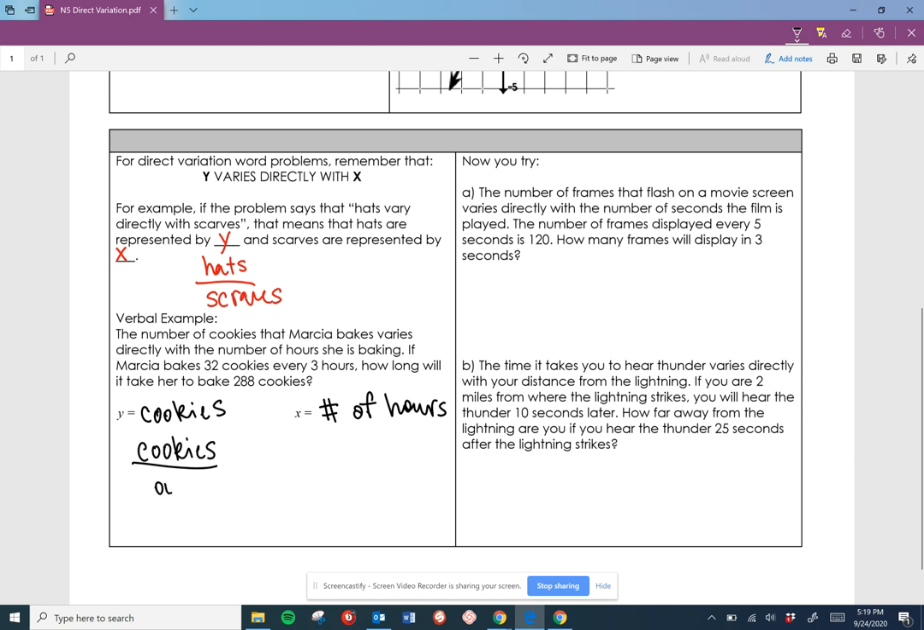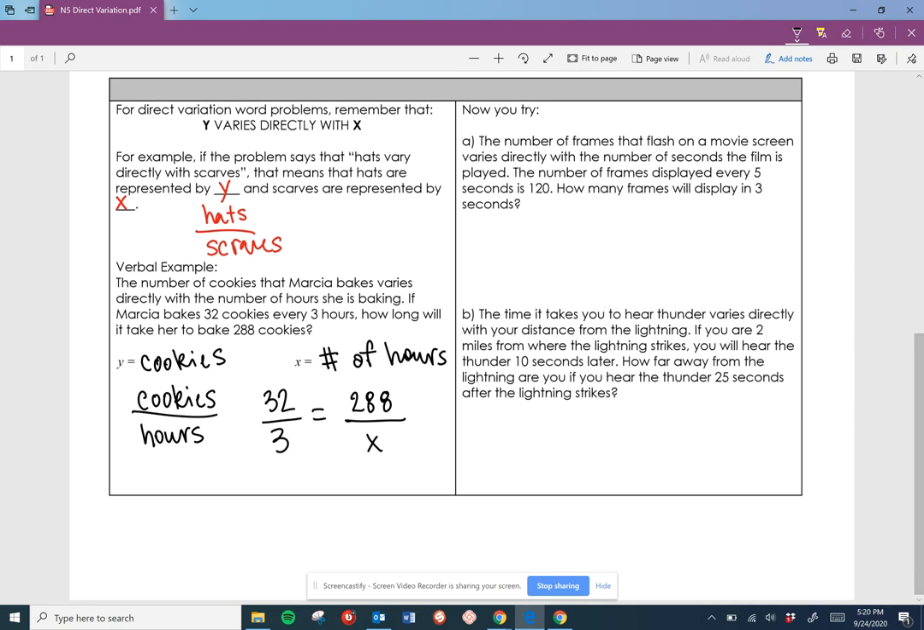So it says she bakes 32 cookies every 3 hours. So how long will it take her to bake 288 cookies, right? So this x, this number of hours, is our unknown. So like we said before, sometimes you can find a pattern, but it's not as easy in this problem to see exactly what the pattern is. You probably don't know exactly what to multiply 32 by to get 288. So this is the perfect example of when we would need to cross multiply and divide.